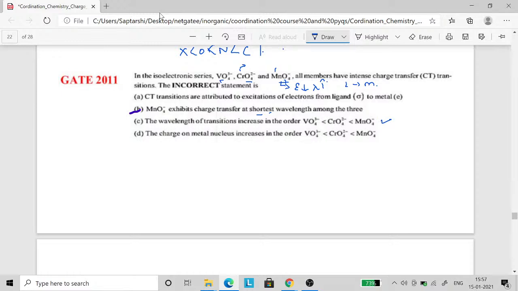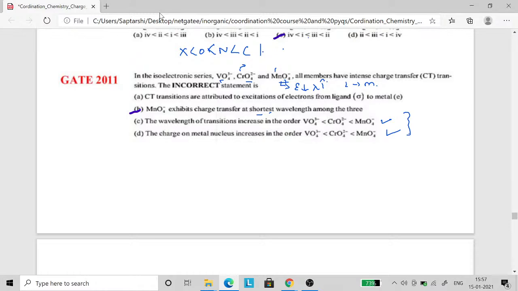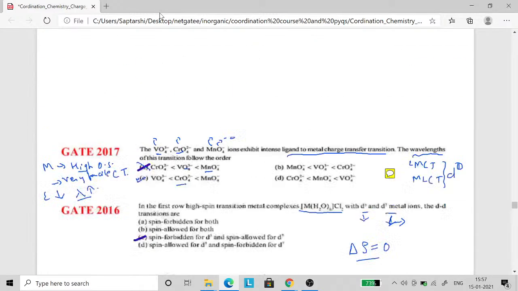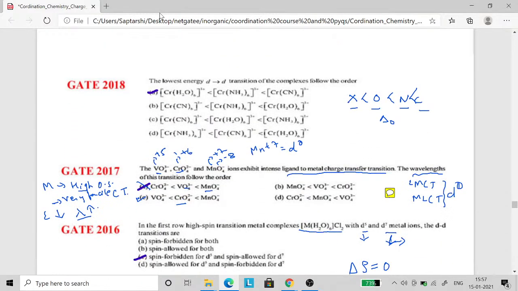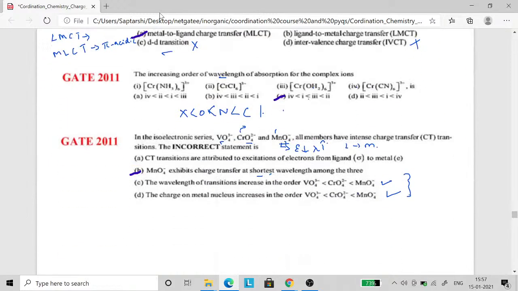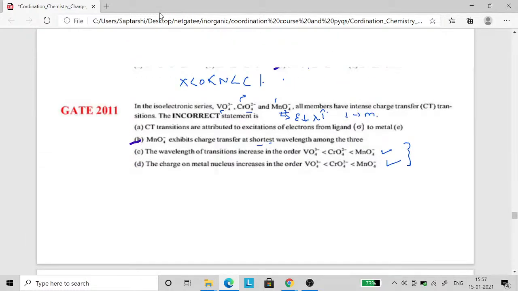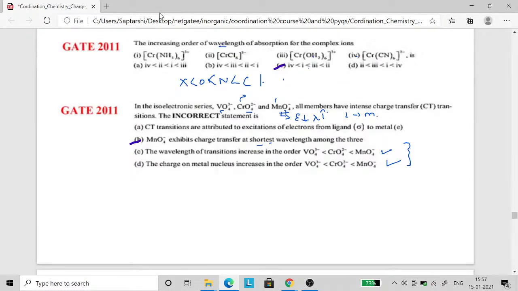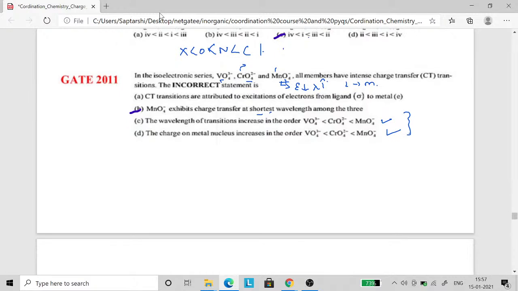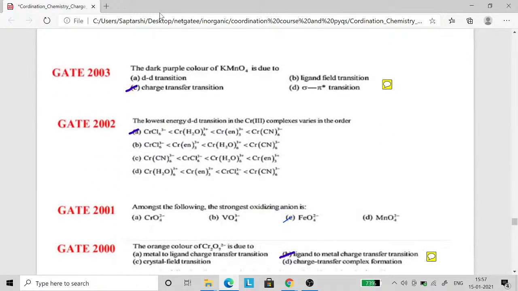The charge on metal nucleus increases in the order like this. And we also had a doubt whether, in the previous question we discussed, the wrong answer was given, right? We just discussed that the wrong answer was given, but this we said is the right answer. Now we can verify from this question itself that these are the right sequence. So this is actually a trick in exams. When you don't know something, just skip it, and you might find some hints of that question in some other related question. Might be.